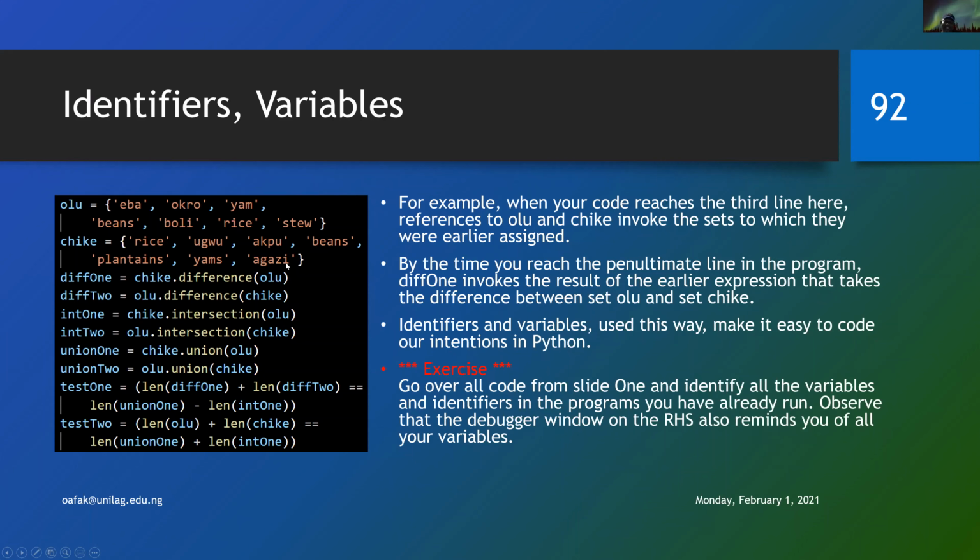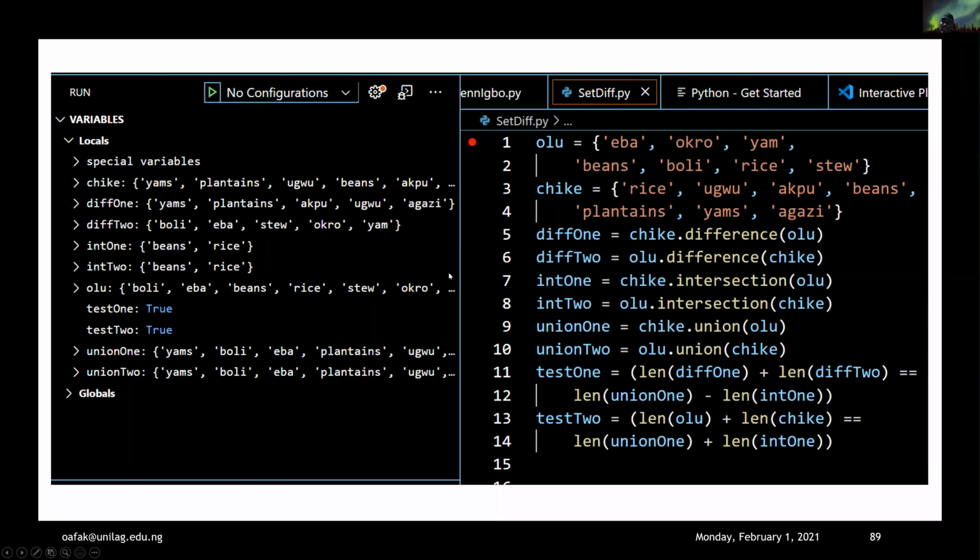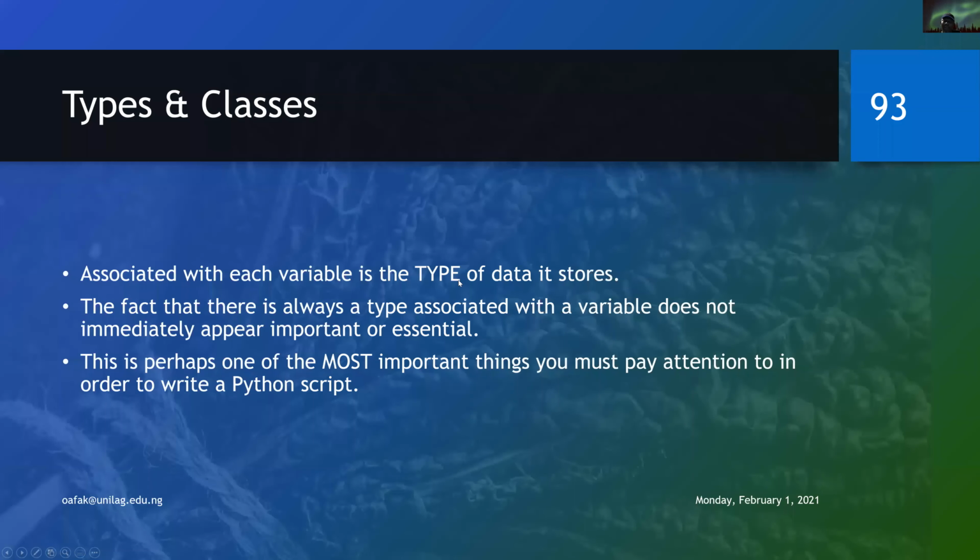Associated with each variable or identifier is the type of data it stores. We've already done something like that here. When we were checking the code, what type of value is a string, so sorry, let me just go back. So we did that in the last code. That type is also called class. For instance, if the data is true or false, that kind of data is called bool. If it is a set, the class of data is set. If it is an integer, the class of data is int. If it's a float, the class of data is float. So associated with each variable is a type.